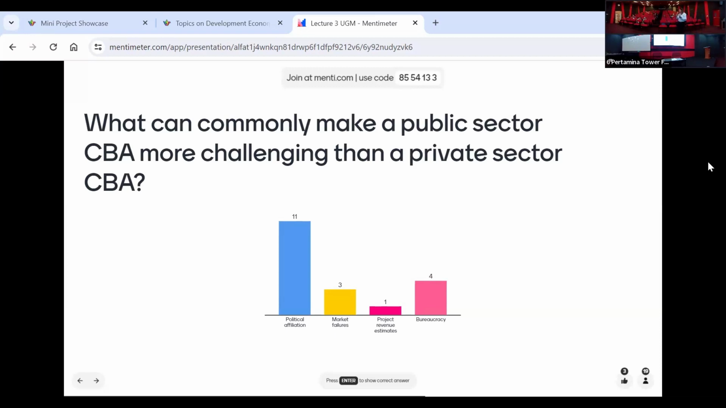sector face the same political environment. They face the same bureaucracy. They face the same project revenue estimates. Oh, clever. Someone did it. And market failures. Market failures is this thing of the shadow prices that you're going to get so good at estimating, okay? So, excellent.